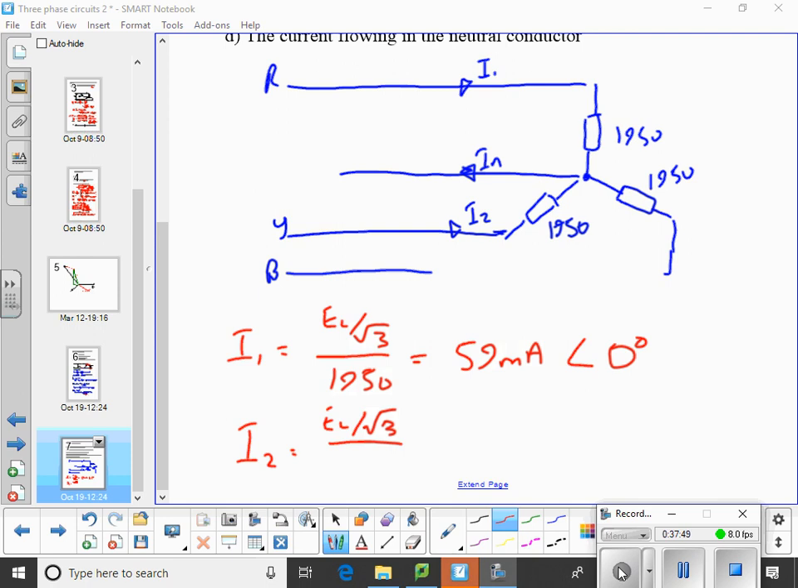If you're using EL over root 3, all you're using is line to neutral, so that voltage is only across one. No, you've got EL over root 3 between all three phases and the neutral. The 200 is between phases. So effectively, in a complete system, you've got three lots of 200 over root 3. So that's 59 milliamps as well.